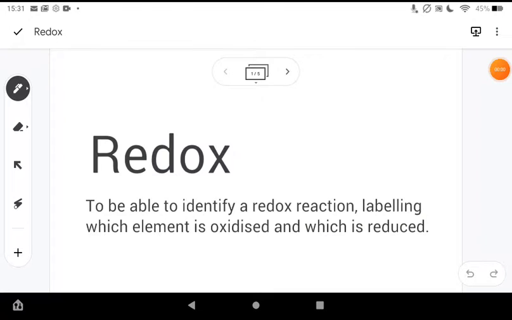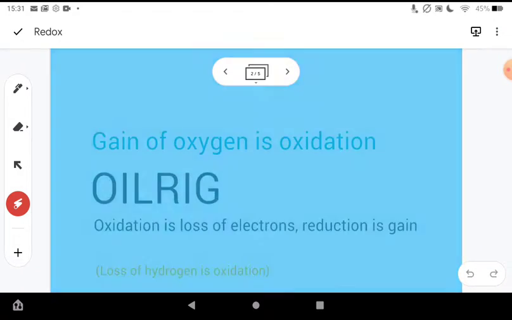This video is going to have a look at redox reactions, and redox reactions are anything that includes a reduction and an oxidation. And there are some rules which we have to follow to identify which element is being reduced and which element is being oxidized. So let's start off with the basic rules.